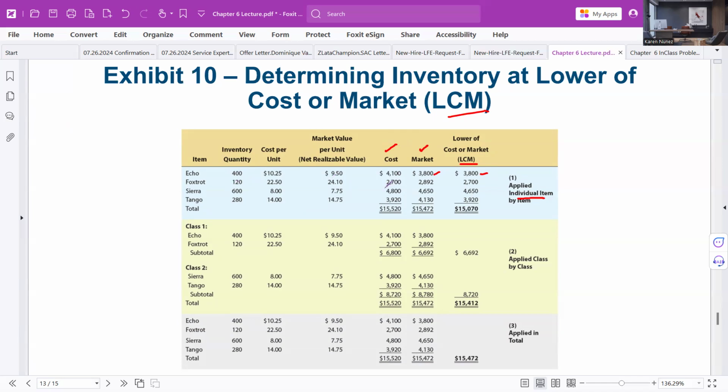The 120 units, though, of Foxtrot should be reported at 2,700 because that's the lower of cost or market. So we report that item at cost. The Sierra item, the lower number is the market. So we're going to report that at market. And the Tango product has a lower cost number, we'll report it at cost. So you can see we've got some items that are reported at cost, some items that are reported at market, but the objective is to always choose the lower number. And then we add those numbers. This is the number that we report on the balance sheet for inventory. We've applied the LCM method to the individual items.